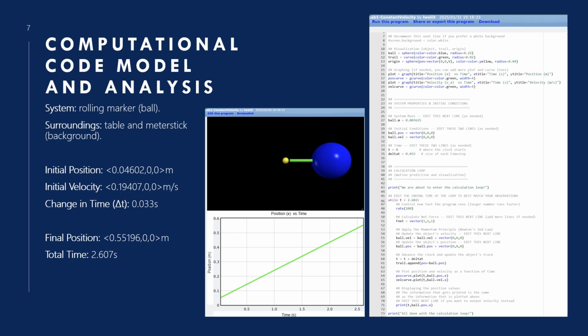The computational code model and its analysis were used by giving the initial position, velocity, and change in time as the same as the observed model on the previous slide, although you can see that the final position and total time have slight variations, in this case being slightly larger or longer than the previous slide, causing some variation between the two.